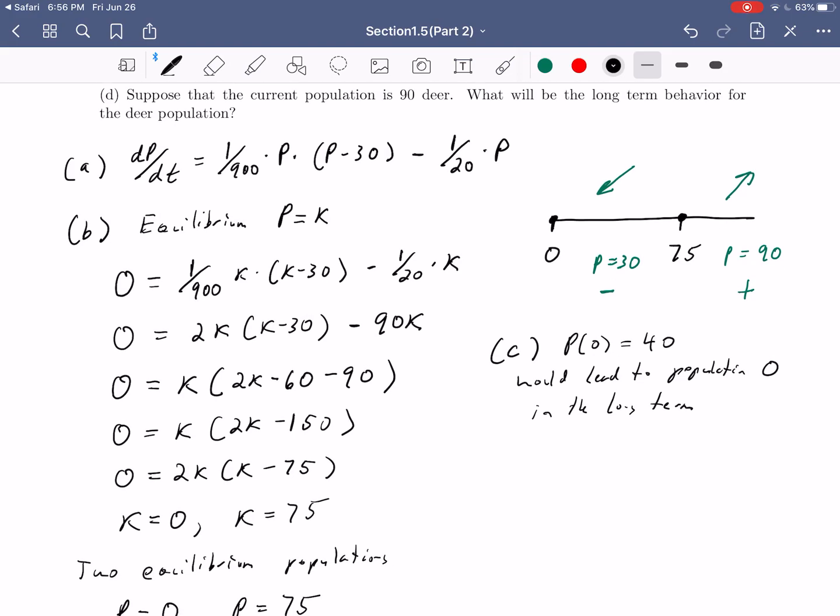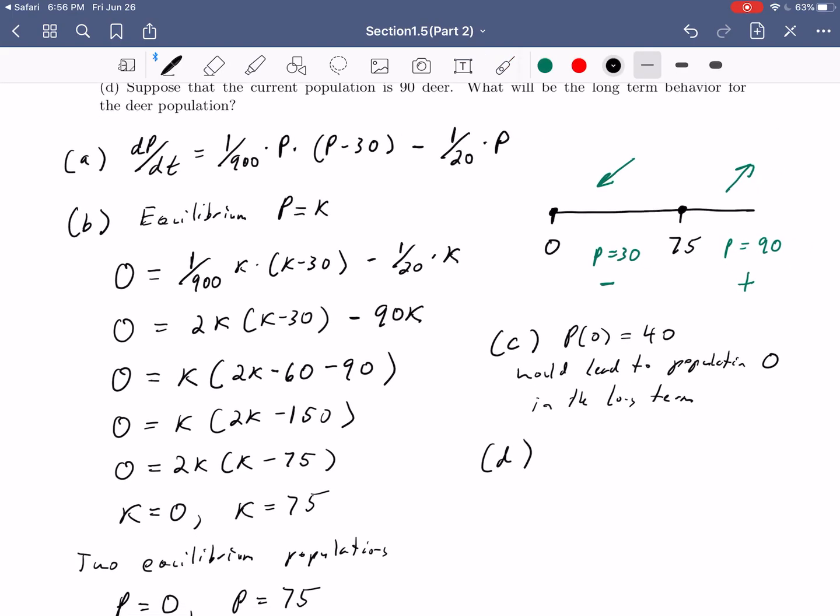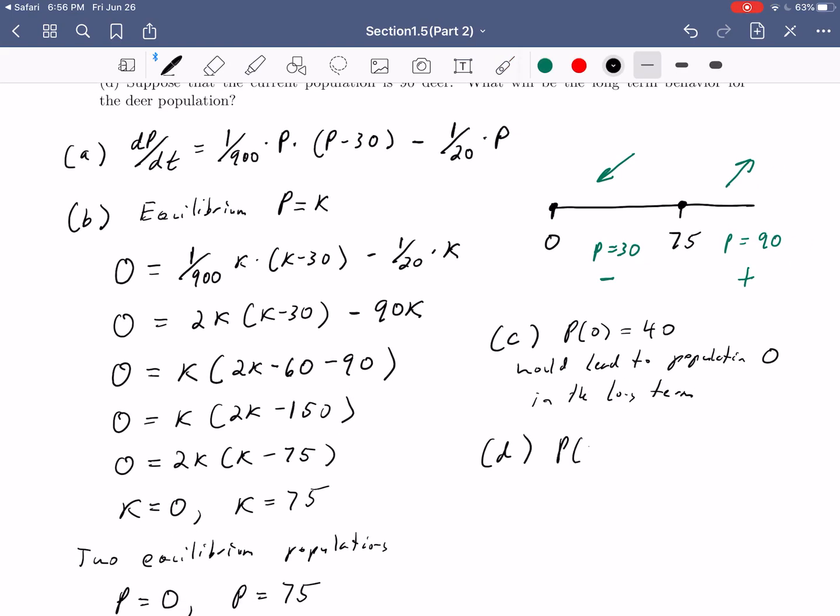All right, so for D, let's go ahead and take a look at that. That says if the current population is 90, well, we'd be somewhere over here. We actually tested that. What would be the long-term behavior? Well, they would actually grow uncontrollably according to our model. So it would lead to population positive infinity in the long term.